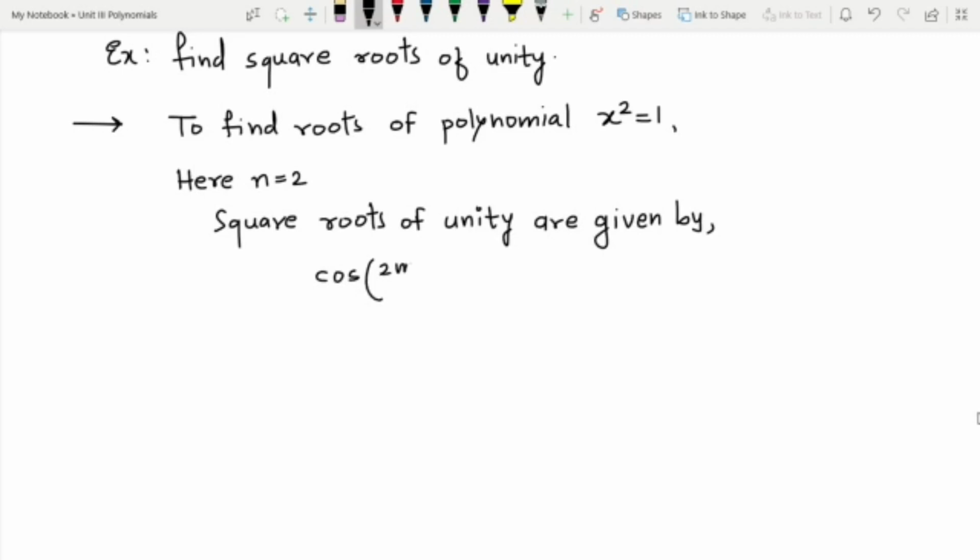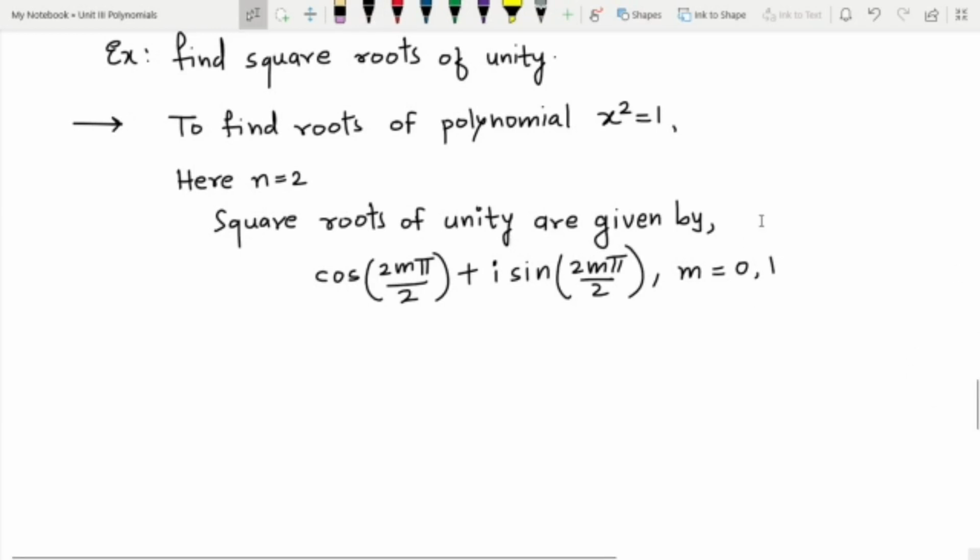cos of 2m pi upon n, since value of n is 2, so it will be upon 2. Since our formula is cos 2m pi upon n plus i sin 2m pi upon n, so it will be plus i sin 2m pi upon 2, where m varies from 0 to n minus 1. But since value of n is 2, it will go up to 1 only, so m is equal to 0 and 1. Now we already know the roots of this polynomial. What are they? Plus or minus 1.